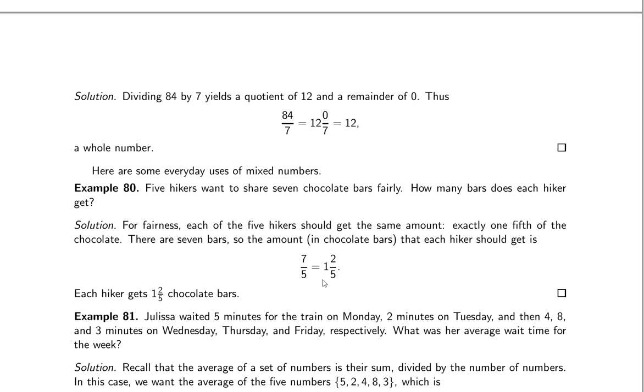Each of the 5 hikers gets a full chocolate bar and 2/5 of another bar. Since there are 7 bars, each hiker gets at least 1 bar, but they also get part of another bar, 2/5. So that's an application.